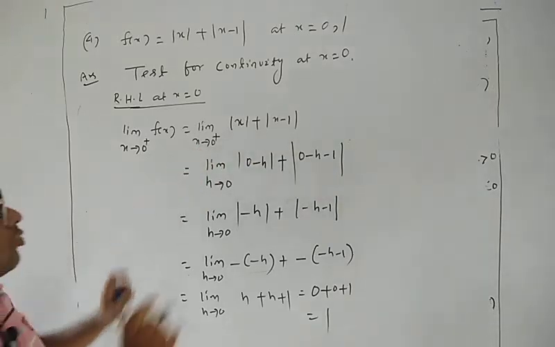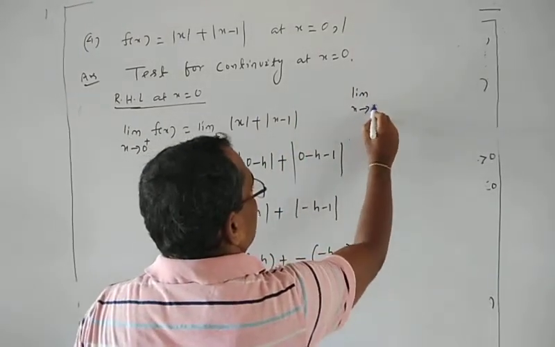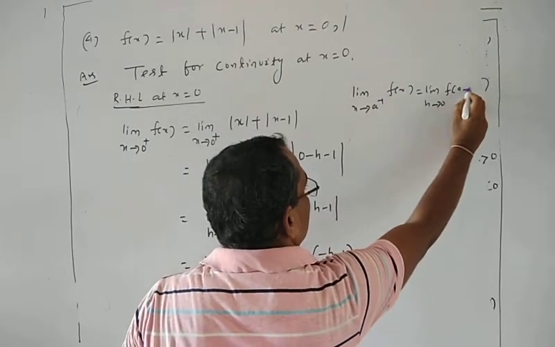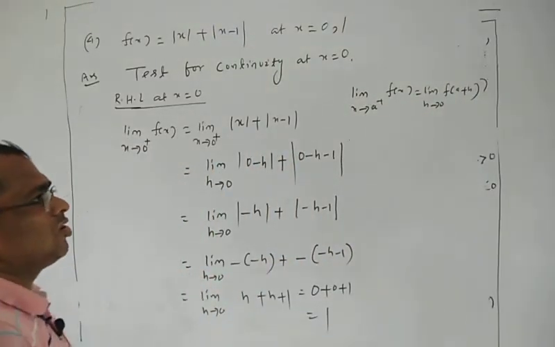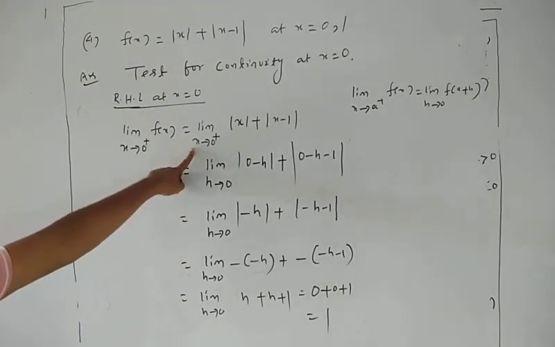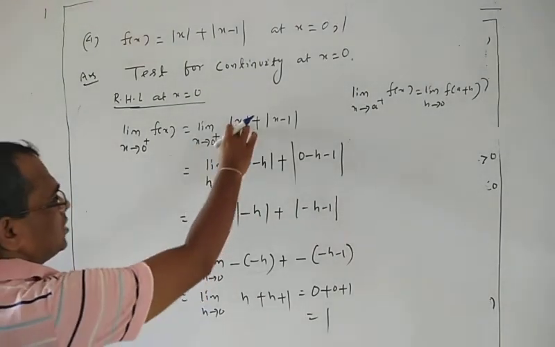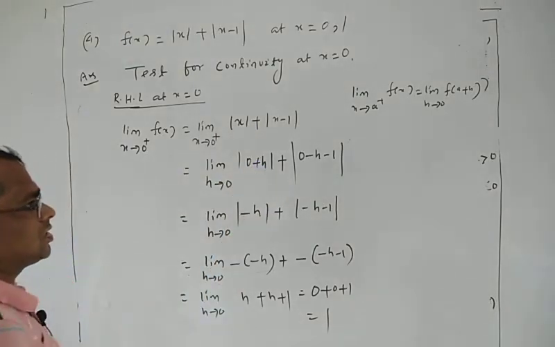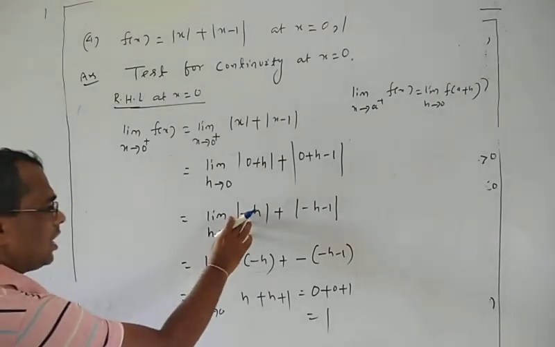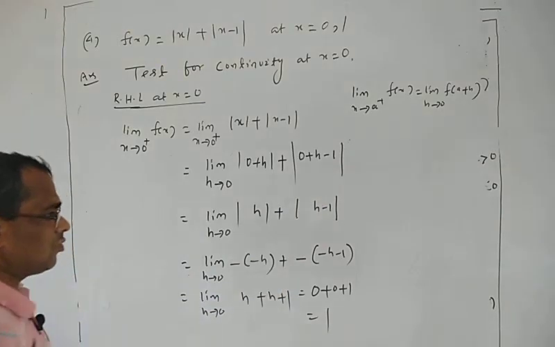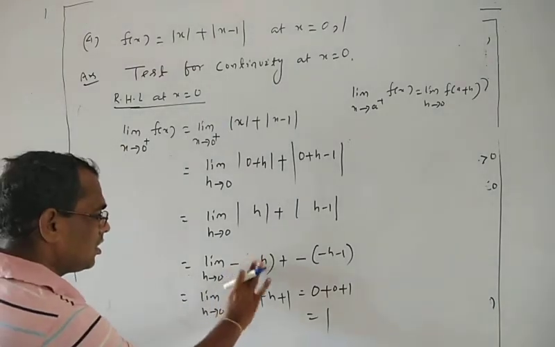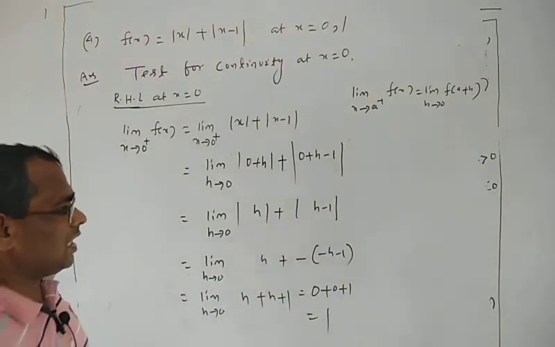So you know the right hand limit, x tends to a plus f(x), is equal to limit h tends to 0 f(a plus h). Here a is equal to 0. So limit h tends to 0, in place of x we put 0 plus h. So this is mod h plus mod of h minus 1. But mod h, here h is a positive quantity, so mod h is equal to plus h. So this is h plus mod of h minus 1.